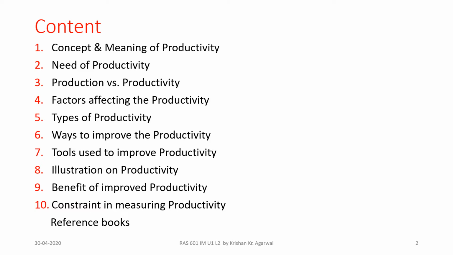We'll see the need why productivity as an analysis as a measurement technique is required in organizations. Then we will see the difference between the production as well as the productivity, the factors which are affecting the productivity, followed by the types of productivity, the possible way to improve the productivity, tools used to improve the productivity, and last but not least, we'll see the benefits as well as constraint in measuring the productivity.